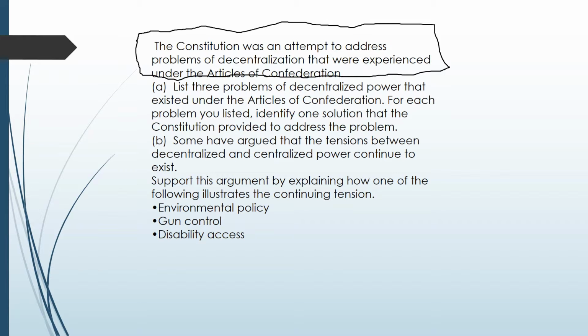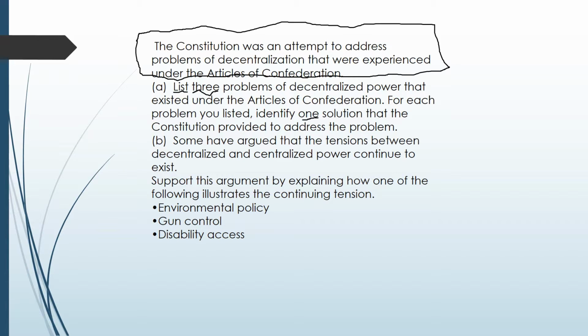So first of all, let's take a look. We're going to list, straightforward, 3 problems of decentralized power that existed under the Articles of Confederation. Then for each of the 3 you listed, we're going to identify one solution that the Constitution provided to address these problems. So you have to take good care of the layout. So part A, we're going to label it part A, and we're going to write these 3 problems, and we're going to list one solution for each of these problems.